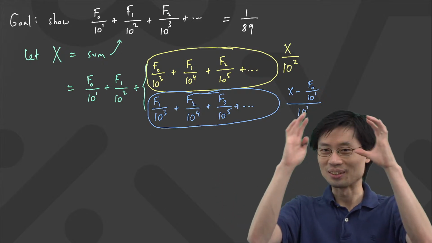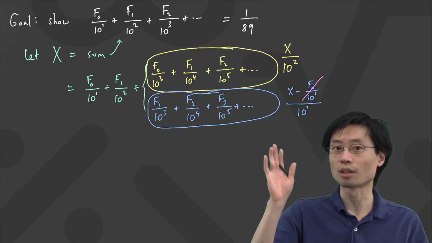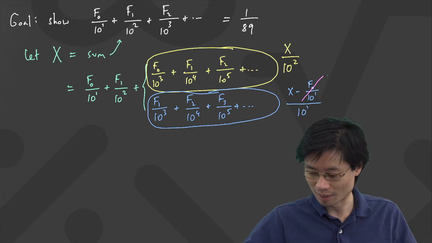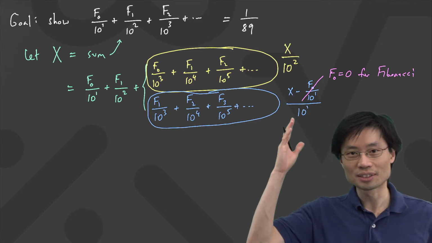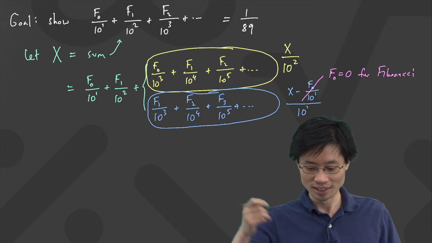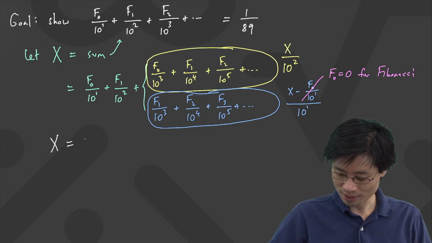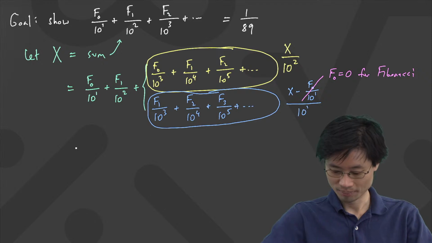f0 is 0. That's very convenient. f0 just happens to be 0. This is not what always happens, but in this particular case with Fibonacci, f0 equals 0. So since f0 equals 0 for Fibonacci, now I have an equation I can write down. What I just found out is that x equals x over 10 squared. Let's match the colors.